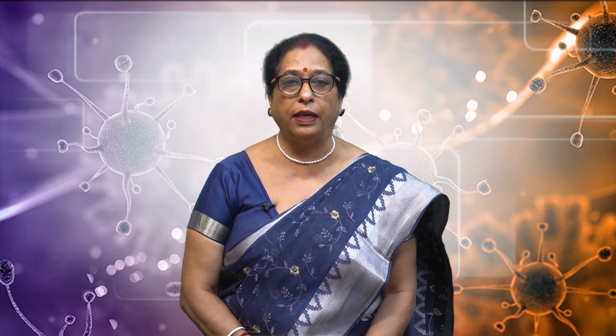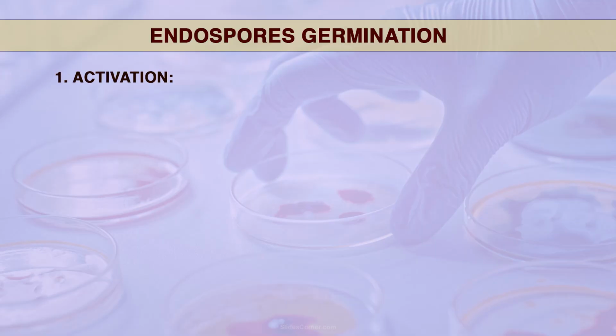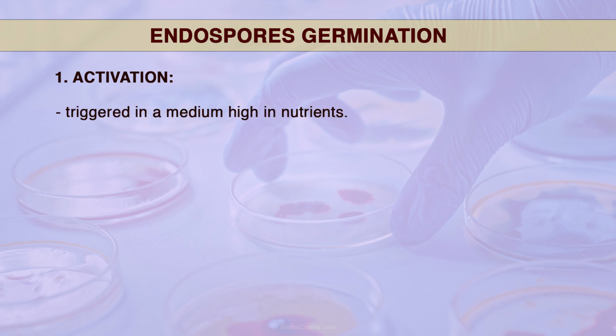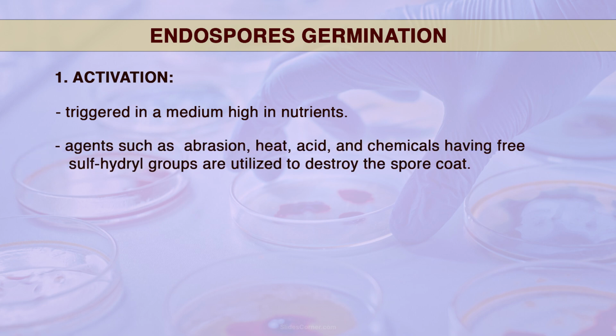The processes that lead to endospore germination are of different types. For example, first is activation. So, what is activation? That is triggered in a medium high in nutrients. Agents such as abrasion, heat, acid and chemicals having free sulfhydryl groups are initiated to destroy the spore coat.